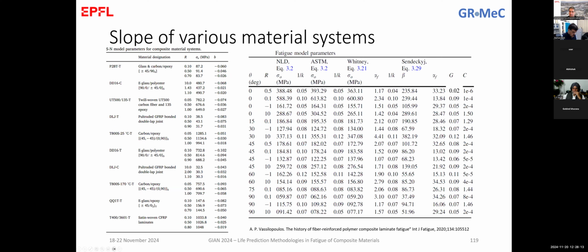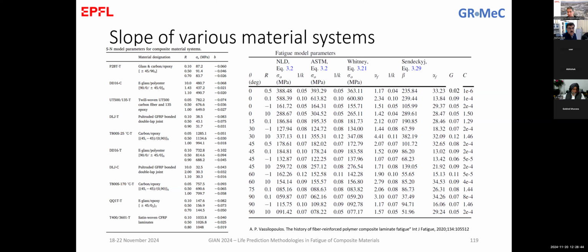Comparing the slopes of our material to slopes of materials that we can find in the literature, we see again different materials now: glass, carbon, epoxy, glass, carbon epoxy, pultruded bonded joints, even the joints that we've seen before.